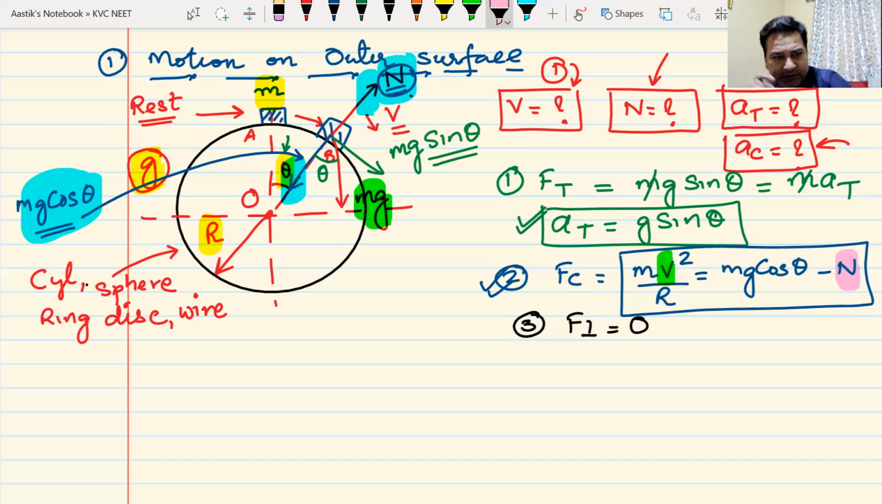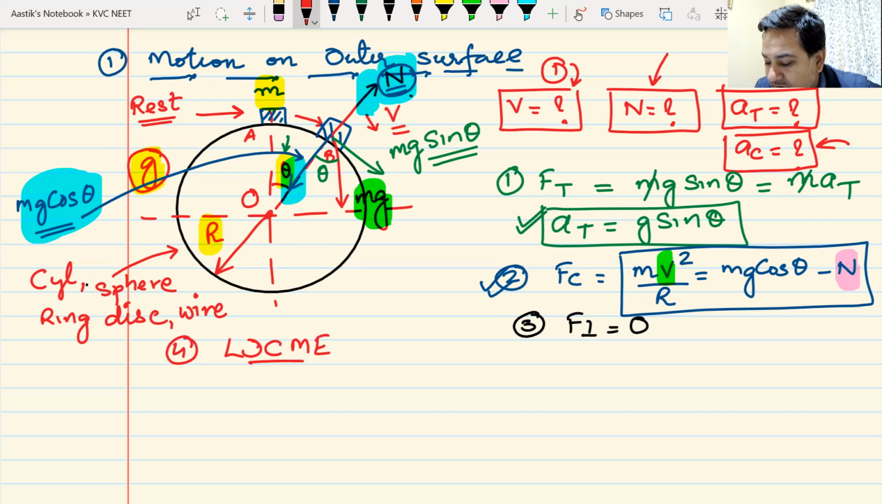Oh, this is what I'm left with, and probably that is going to give me the answer. Is there anything left with me? Yes, there is a very big weapon left with me right now, which I studied in work, power, energy. And that is equation number 4: the law of conservation of mechanical energy.